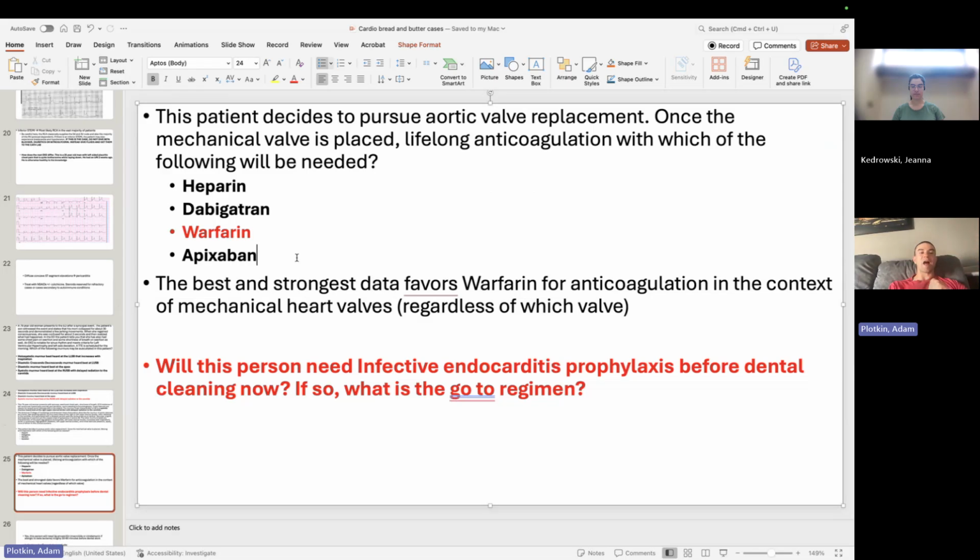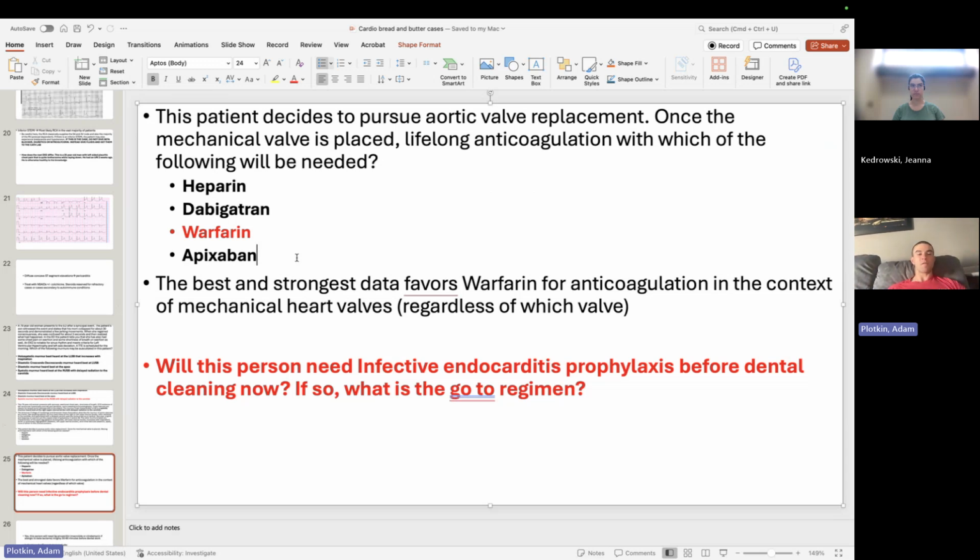They block factors 5 and 8. All right. So you can think about factor 5 Leiden, story for another day. But factor 7 has the shortest half-life of all the clotting factors. And factor 7 we track with the prothrombin time.